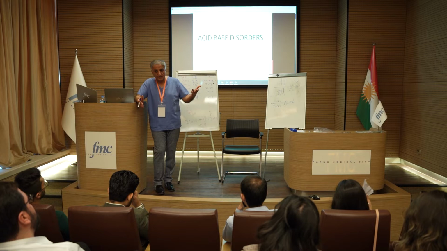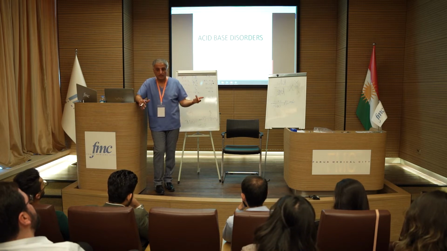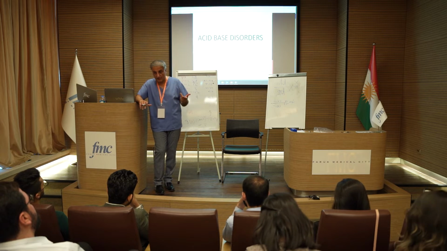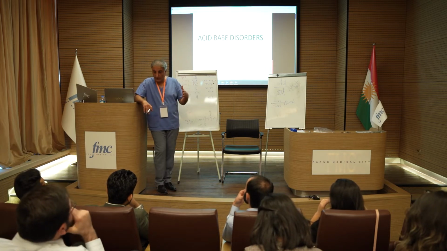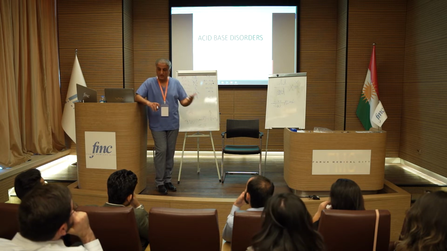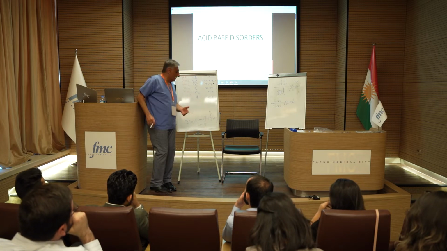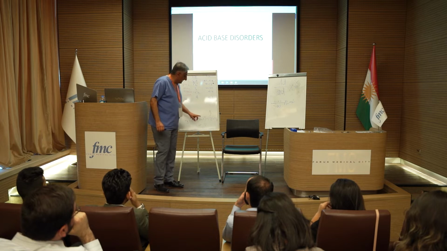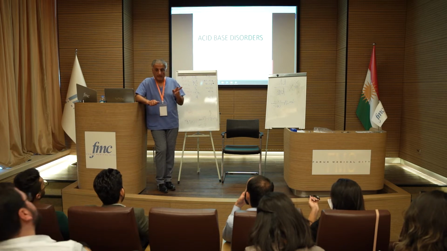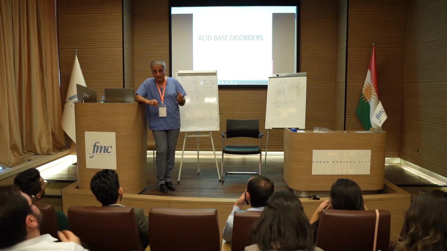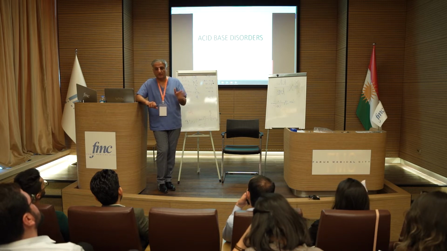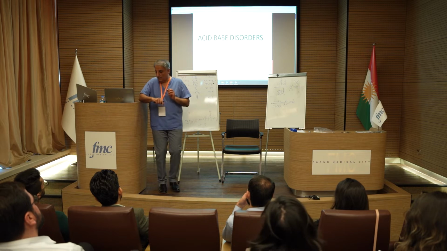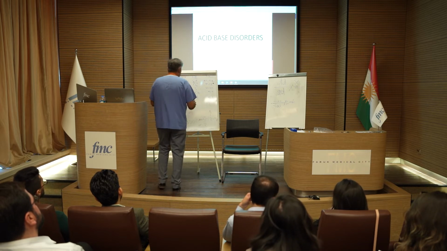If it is lactate, you treat it with hydration. If it is ketones, you treat it with insulin plus hydration. If it is renal acid, you treat it with dialysis or hemofiltration. While in normal anion gap, the problem is in the bicarb, so you need to give bicarb. Now I'll give you this example.